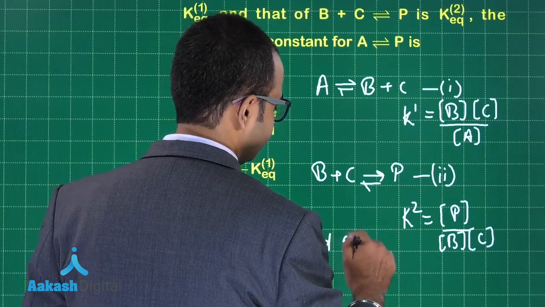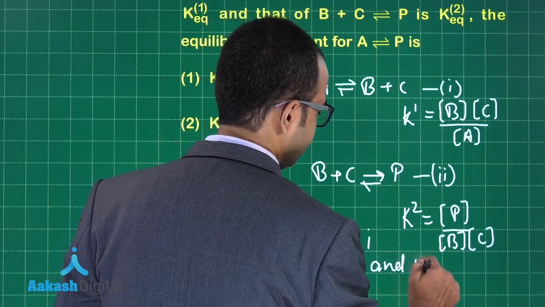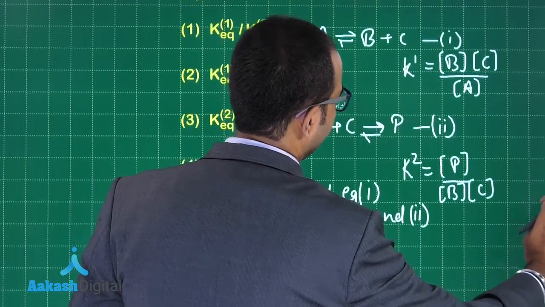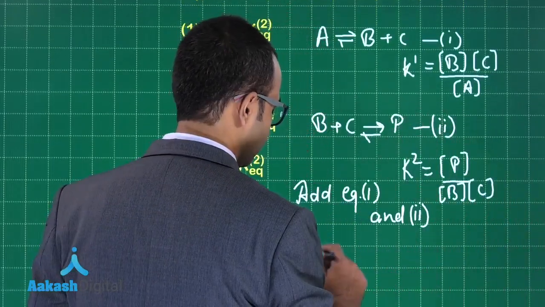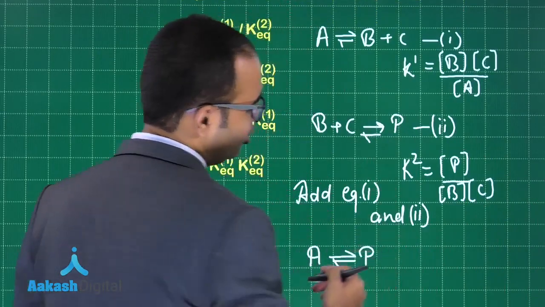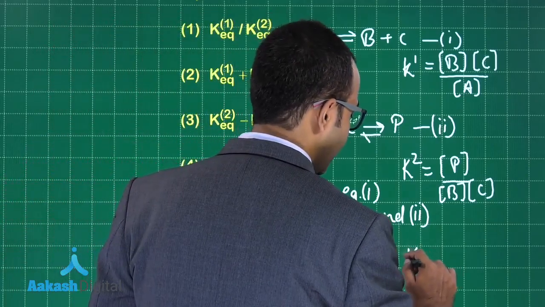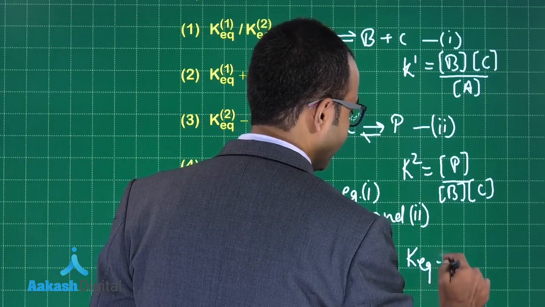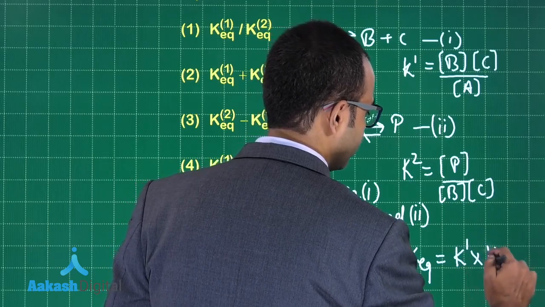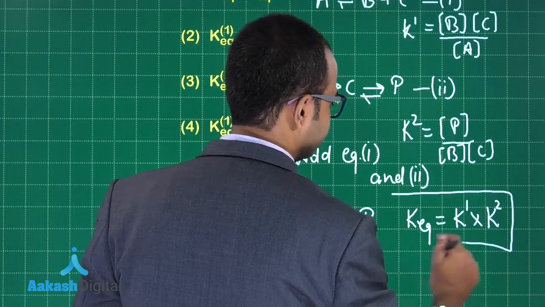If I add both the equations, equation 1 and 2, so as I add both the equations, what do I get? I get A giving you P. So if I'm adding both the equations and I'm getting the final equation, then what does that indicate? Then the K equilibrium final over here would be K1 into K2, guys. Yes? So this is our answer, right?